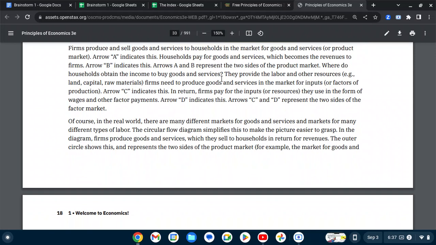Arrow A indicates this. Households pay for goods and services, which becomes the revenues to firms. Arrow B indicates this. Arrow A and B represent the two sides of the product market. Where do households obtain the income to buy goods and services? They provide the labor and other resources firms need to produce goods and services in the market for inputs. Arrow C indicates this. In return, firms pay for the inputs they use in the form of wages and other factor payments. Arrow D indicates this. Arrow C and D represent the two sides of the factor market.